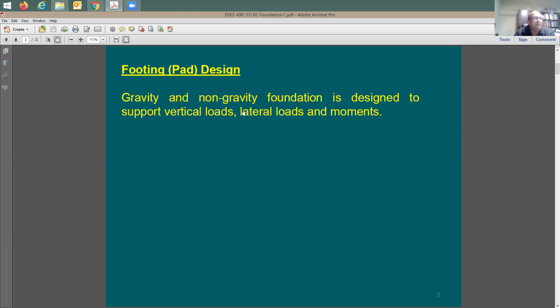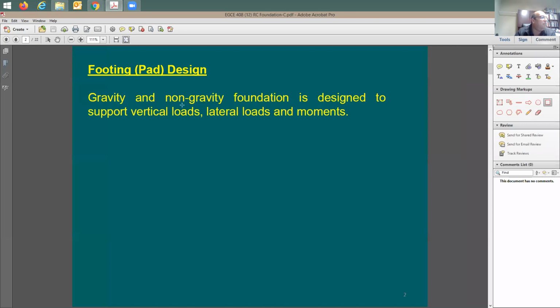Non-gravity means columns or members or walls exposed to seismic forces like earthquake forces or wind forces. So we call it non-gravity. We call it also lateral loads. So these lateral loads and moments, right? This lateral load and moments is going to be either due to, say here, seismic, which means earthquake loads, or wind forces. This is going to be the lateral loads.